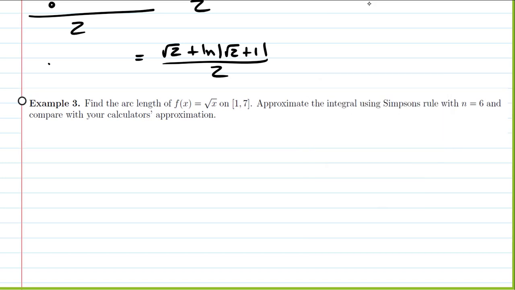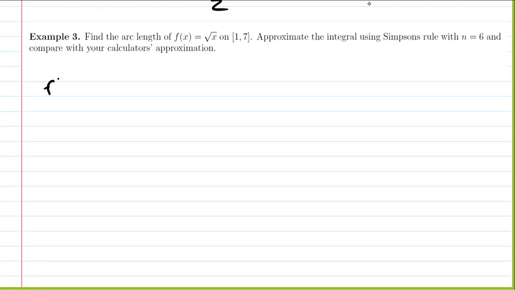So we want to find the arc length of f of x equals the square root of x on the interval 1, 7. And we want to approximate the integral using Simpson's Rule with n equals 6, and then compare with our calculator's approximation. So we're going to go ahead and set this integral up, and then we'll see what we get.